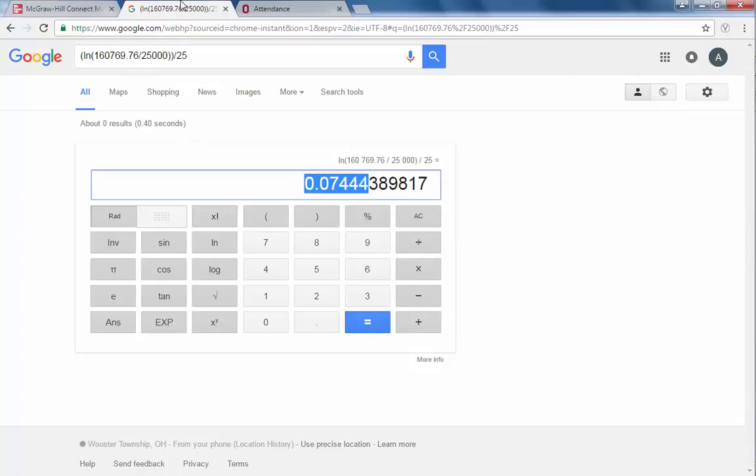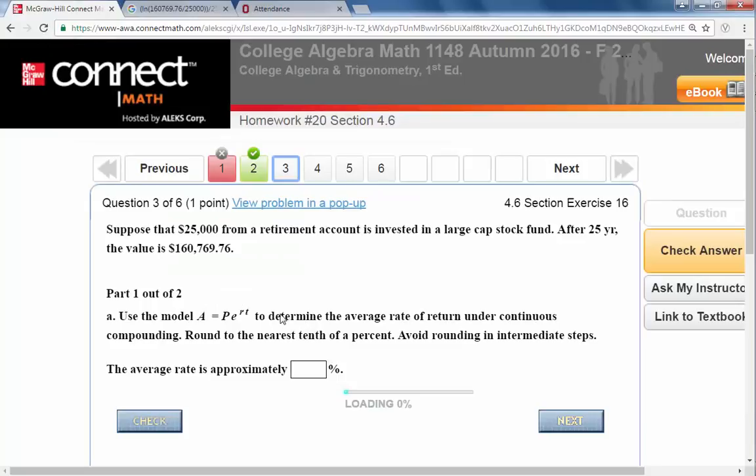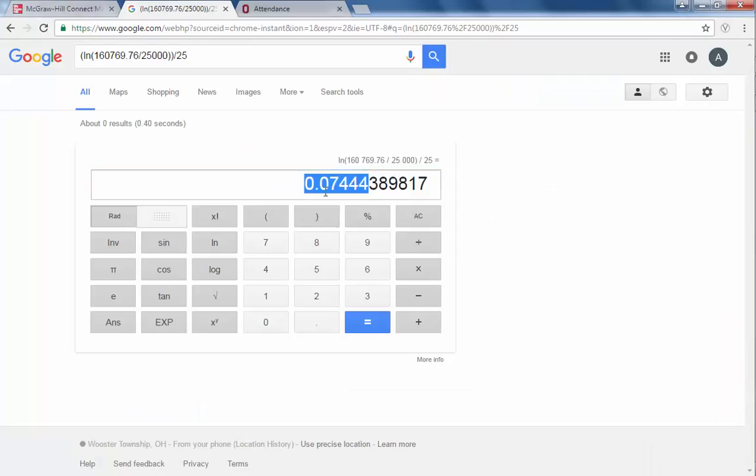0.07444. How many digits do they want? Nearest tenth of a percent. So I need to stop. So, all right, we need to first change this into percent. Percent means multiplied by 100. When I multiply by 100, I get 7.44. So, here we copy this to the board first. This looks like a long digit version.